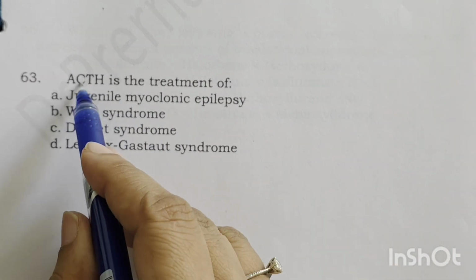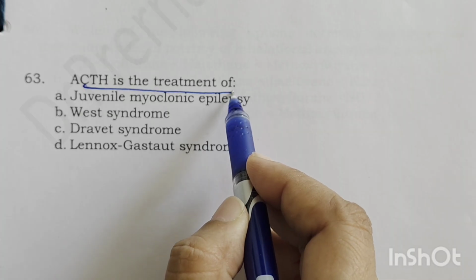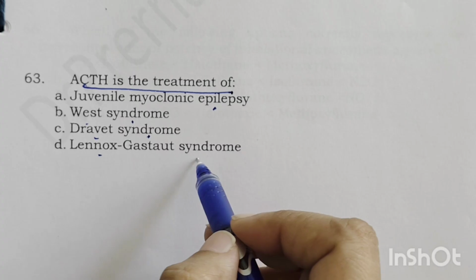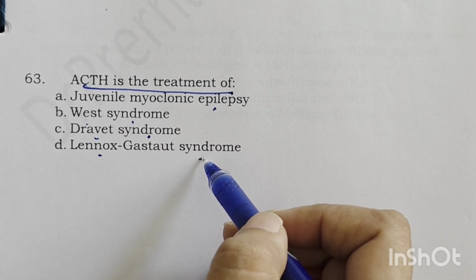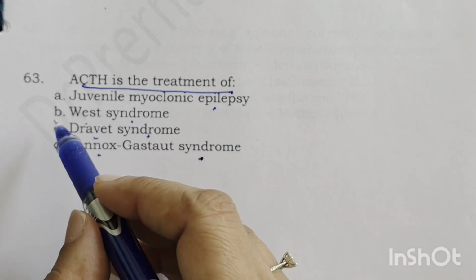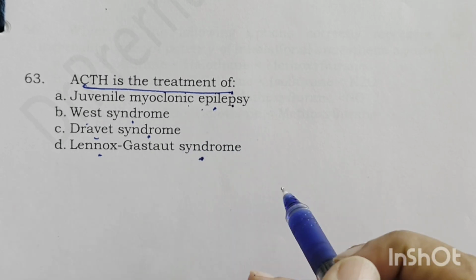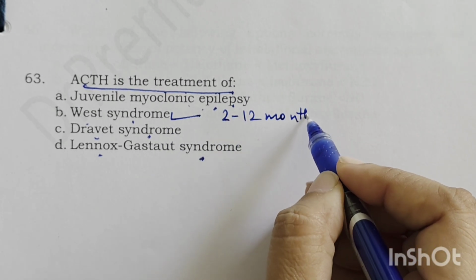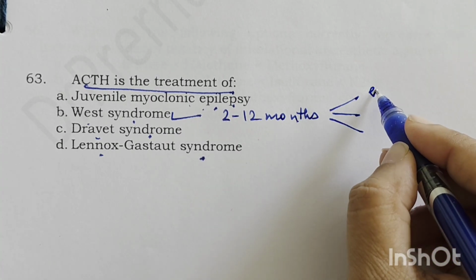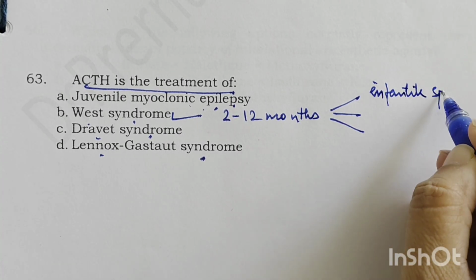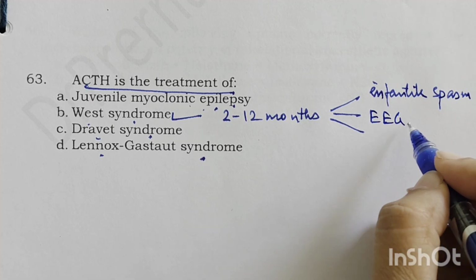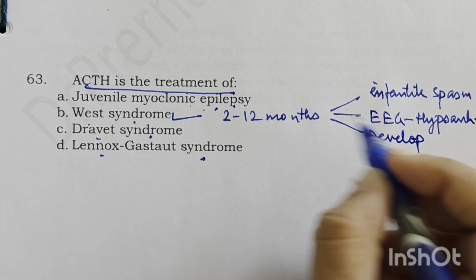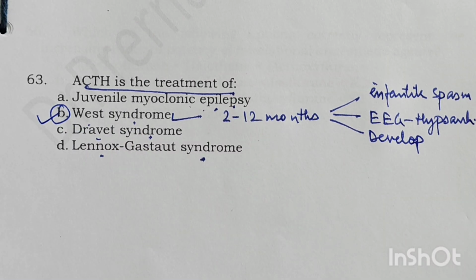Next, ACTH is given in the treatment of juvenile myoclonic epilepsy, West syndrome, Dravet syndrome, Lennox-Gastaut syndrome. Now, of all the options that are given here, it is basically used in all of them. In West syndrome, which occurs at 2 to 12 months of age, there is basically a triad. There are 3 things. What are they? One is infantile spasms, right? So spasms, then EEG findings characteristic of hypsarrhythmia, and then they have a developmental regression. So ACTH is the treatment in West syndrome patients.